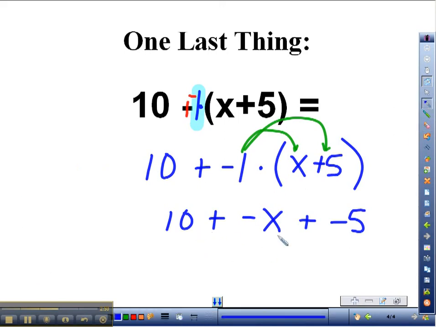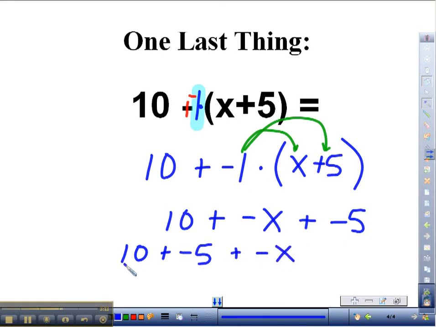All right, doesn't matter what order we add in, we still get the same answer. That's called commutative property of addition. I'm going to rewrite this. I'm going to move the negative 5 right there, and I'm going to put the negative x over here. 10 plus negative 5 is 5, plus negative x, I have simplified.